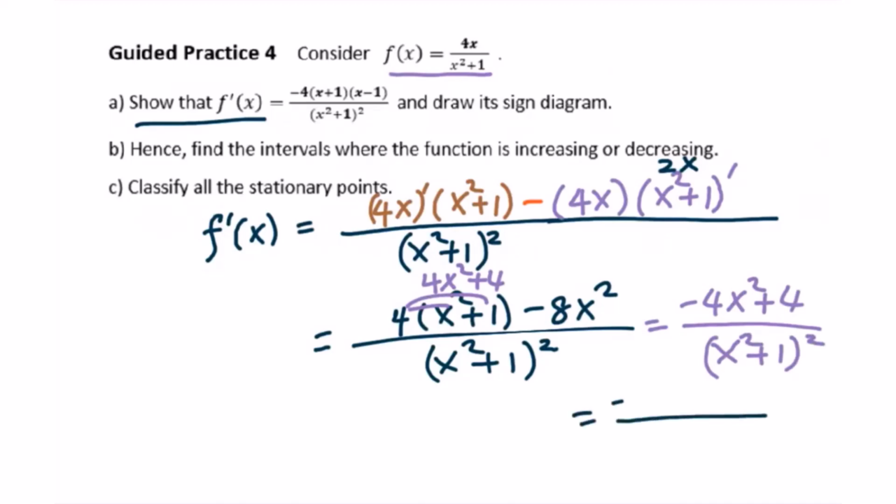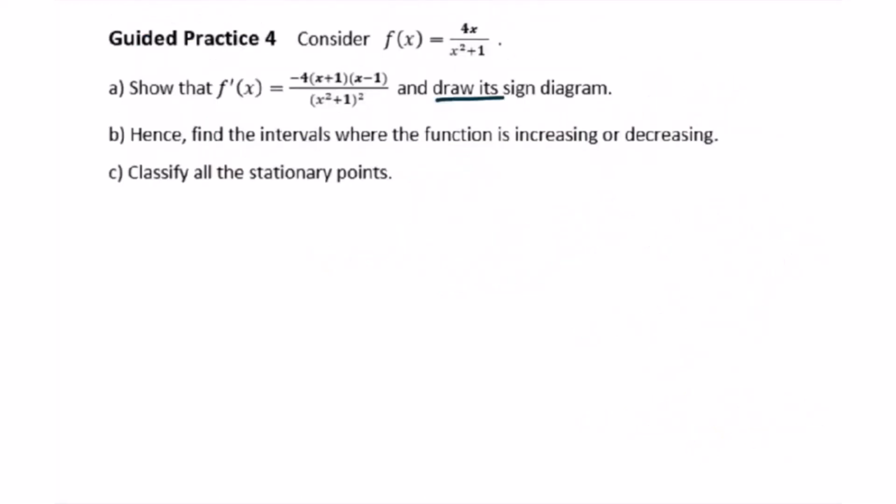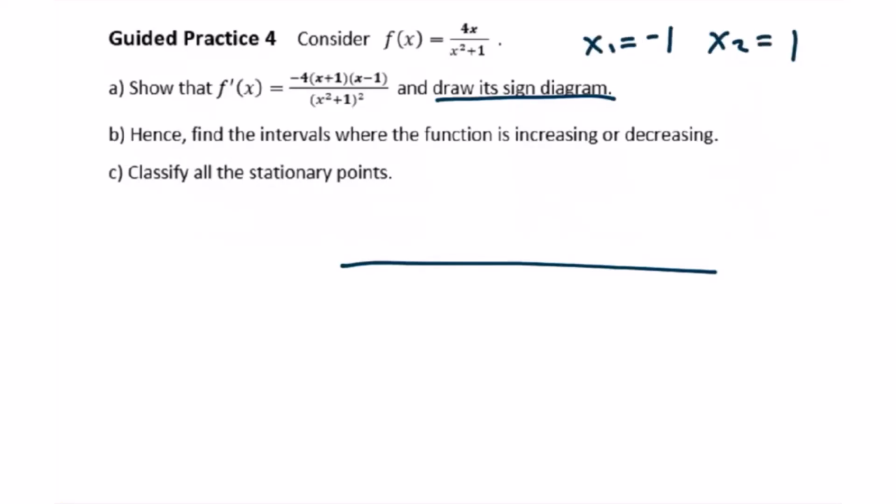So you get negative 4, take out x squared minus 1, over x squared plus 1 squared. Then you need to factor the top. You get negative 4 times x plus 1 times x minus 1 over x squared plus 1 squared. Then we need to draw the sign diagram. Make the top equal 0. We get x1 equals negative 1, x2 equals 1.